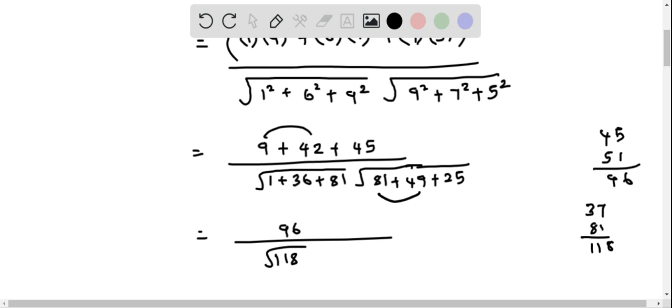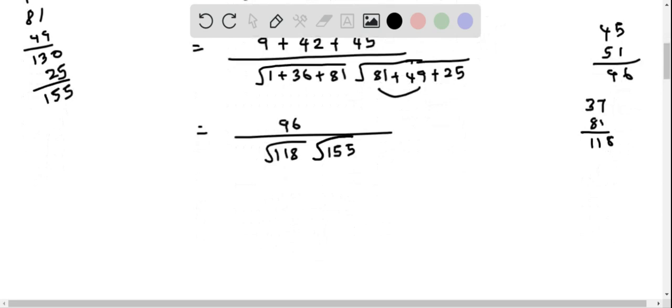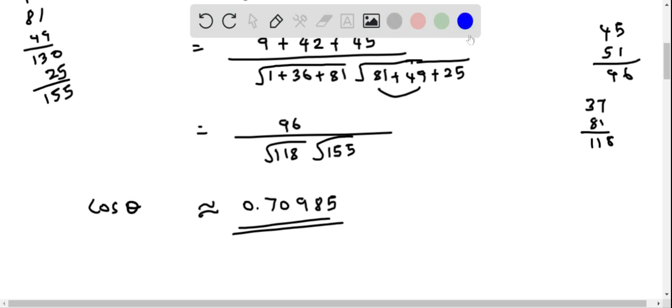And here we have 81 plus 49, which is 130, plus 25, and this gives 155. We can plug this into the calculator, and we approximately get 0.70985, to 5 significant figures. Therefore, cos theta is approximately 0.70985.